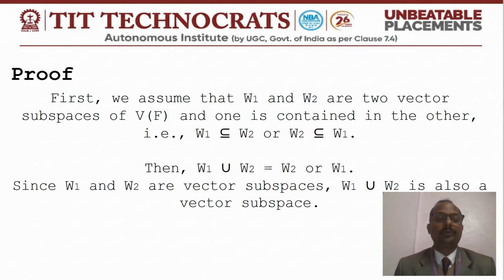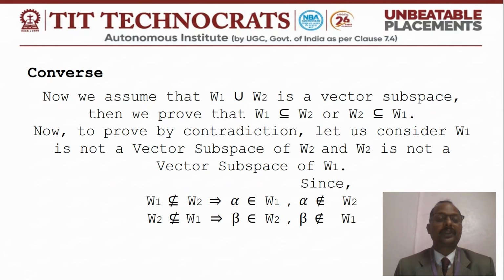To prove this theorem, first we assume that W1 and W2 are two vector subspaces over field F and one is contained in the other, that is W1 subset of W2 or W2 subset of W1. Then W1 union W2 equals W2 or W1. Since W1 and W2 are vector subspaces, W1 union W2 is also a vector subspace. Now the converse: we assume that W1 union W2 is a vector subspace, then we prove that W1 is a subset of W2 or W2 is a subset of W1.